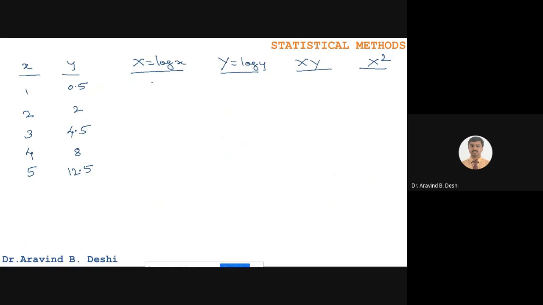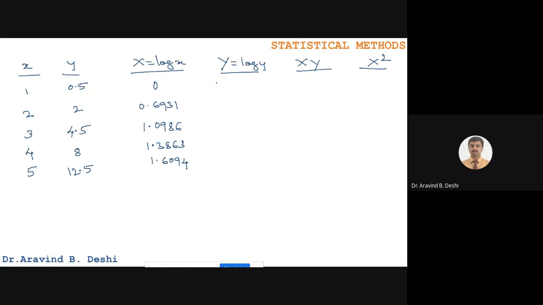ln1 is 0, ln2 is 0.6931, ln3 is 1.0986, ln4 is 1.3863, ln5 is 1.6094. Similarly, capital Y is log y, that is ln of these y's.